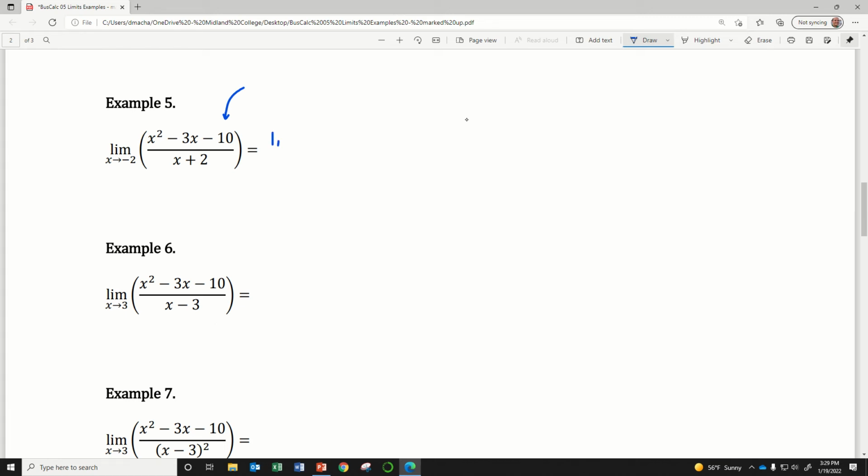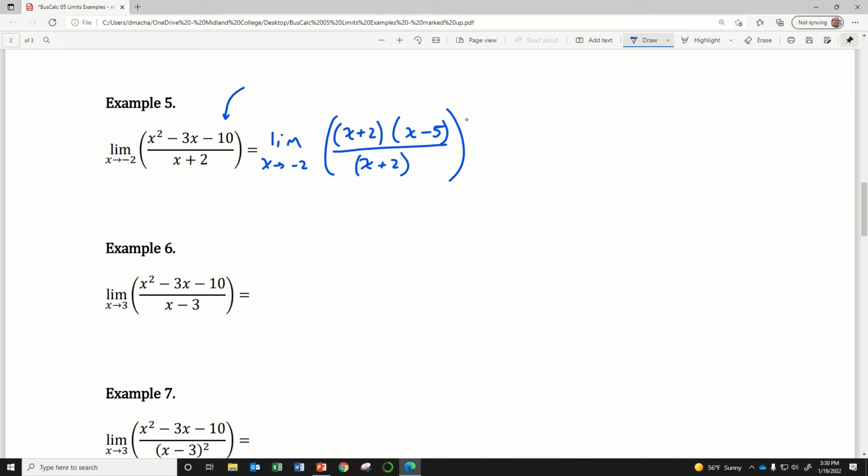And so I could write this as the limit as x approaches -2 of, and then in the numerator, this is going to factor as x plus 2 times x minus 5, because 2 times -5 is -10, and 2 minus 5 is -3. So that checks out. In the denominator, we have this x plus 2 factor.